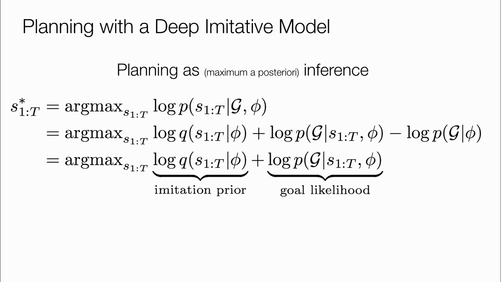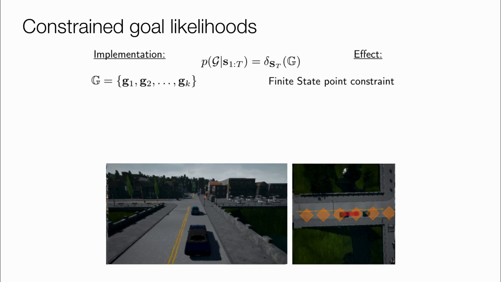We perform planning as inference of a distribution that measures the probability of the plan given the goal in the scene. By applying Bayes' rule, we receive two relevant terms. The first is where we use the imitative model as a scene condition prior, and the second is the goal likelihood, which specifies the task objective. Let's take a look at some example goal likelihoods.